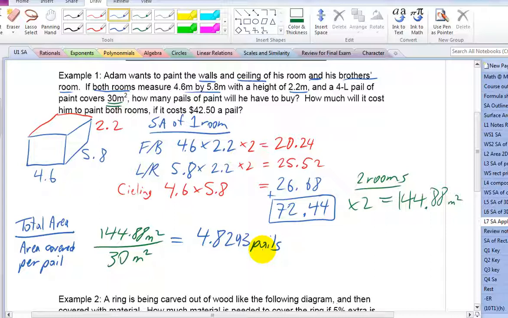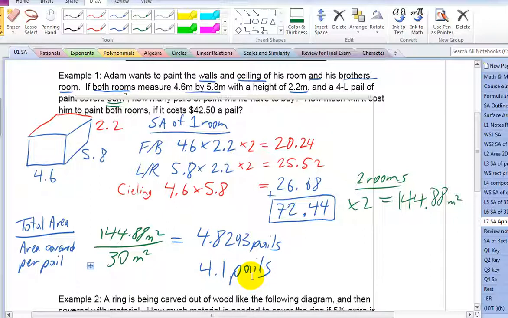5. What if 4.1? If it was 4.1 pails, how many pails would you buy? 5. How many people say 4? You guys have a blank spot in one of the rooms because you don't have enough paint. You always, for specific application questions, if you get like 4.1 pails, you always have to round up. Okay? It's okay to have extra, but if you have a spot that's not covered with a coat of paint, it would look kind of funny.